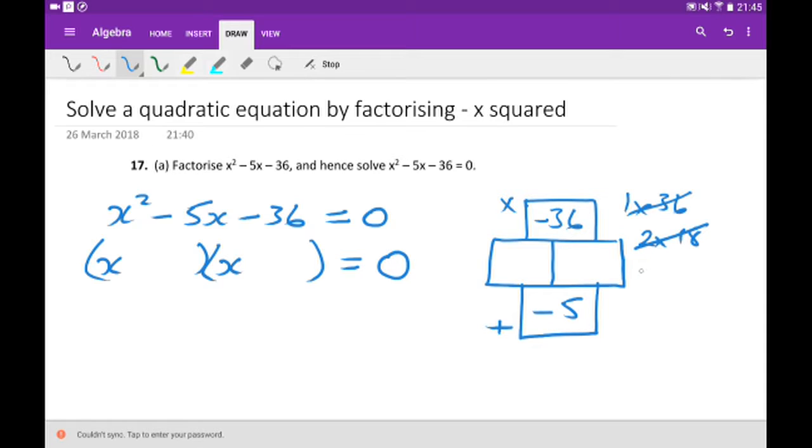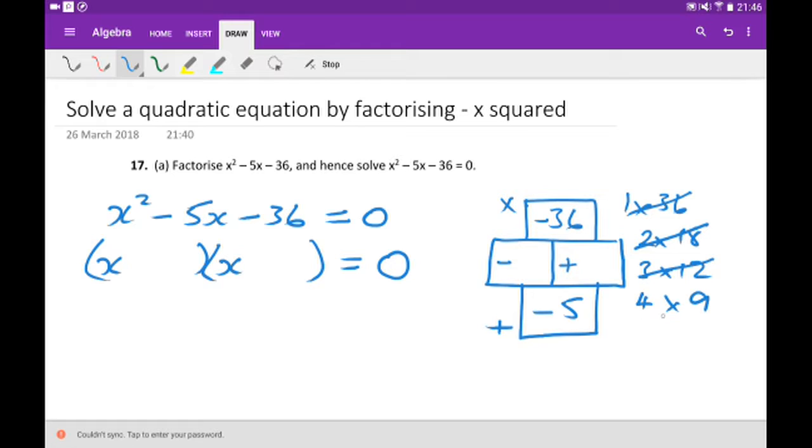Then we try 3 twelves. No, can't make 5 with that. Does 4 times something work? Yes, 4 nines. Now I can make 5 with 4 and 9 by doing 9 take away 4. I can get 5. But I want minus 36 when I multiply, and minus 5 when I add them. Also, one of them has to be minus and one has to be plus if I'm going to multiply them to get minus 36.